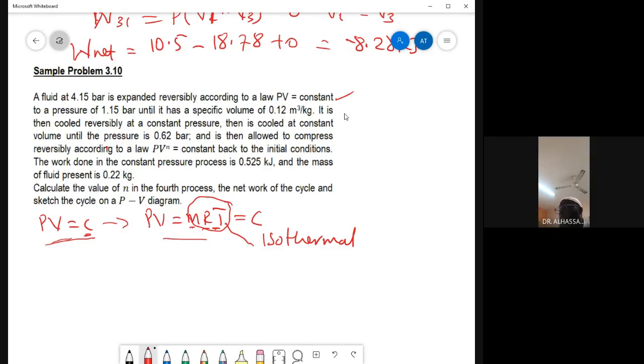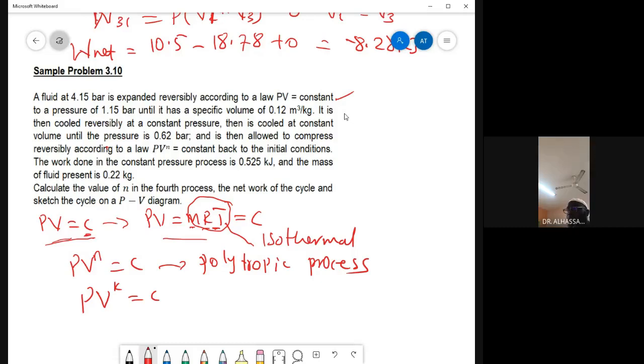Similarly, if I have, let's say, PV raised to the power n equals a constant, this is a polytropic process. And if I have PV raised to the power k equals a constant, it means this is an adiabatic process, or sometimes it is also called an isentropic process. Okay, so clearly the question is very straightforward in this way.